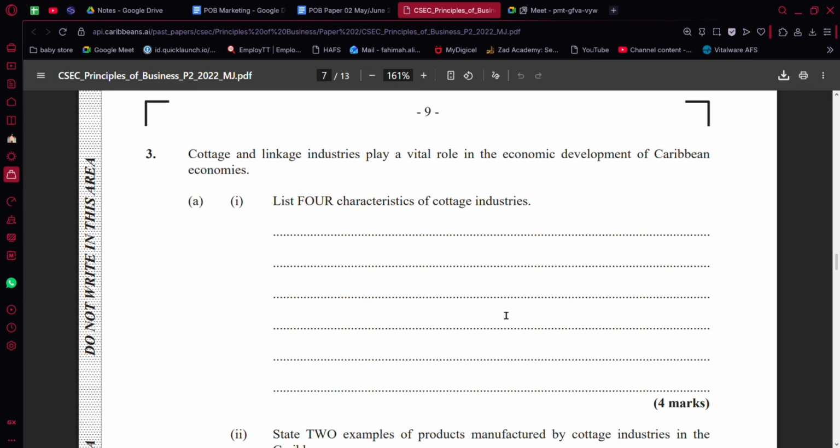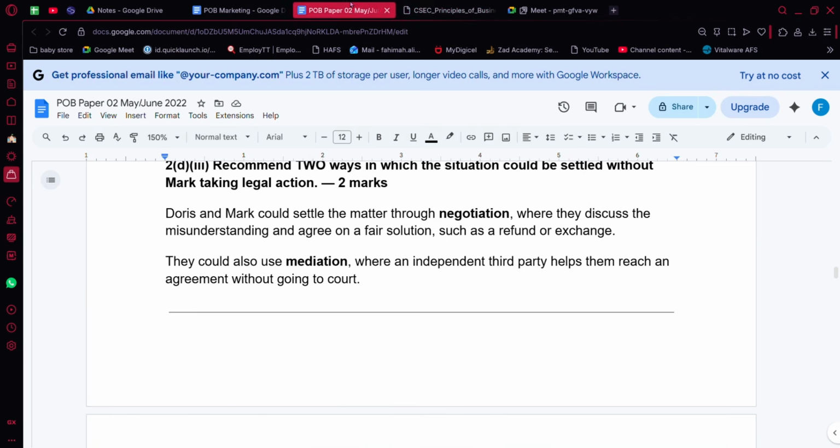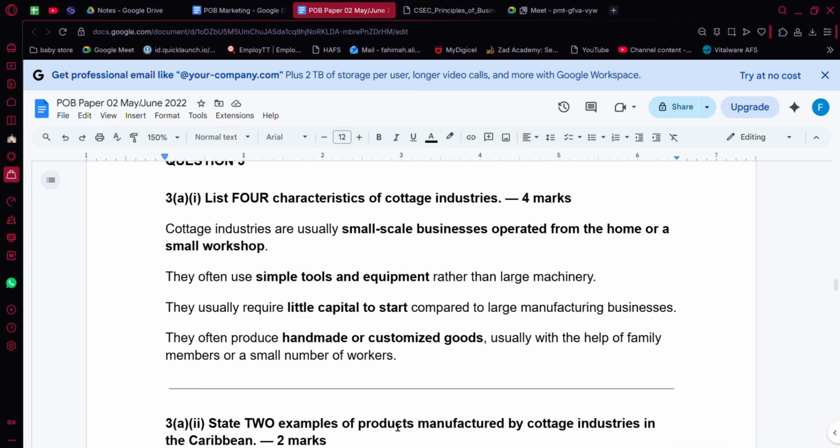Number 3. Cottage and linkage industries play a vital role in the economic development of Caribbean economies. List 4 characteristics of cottage industries. Cottage industries are usually small-scale businesses operated from the home or a small workshop. They often use simple tools and equipment rather than large machinery. They usually require little capital to start compared to large manufacturing businesses. They often produce handmade or customized goods, usually with the help of family members or a small number of workers.